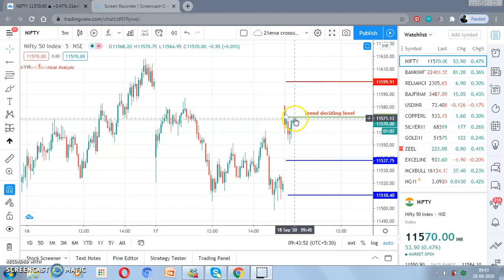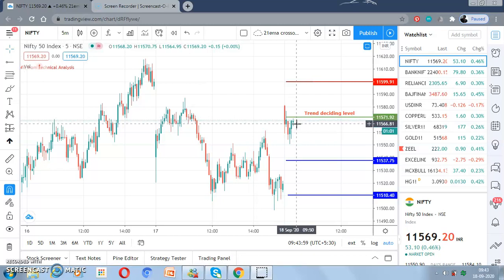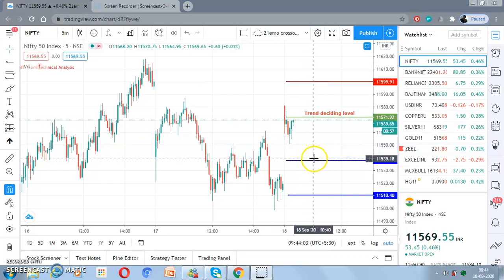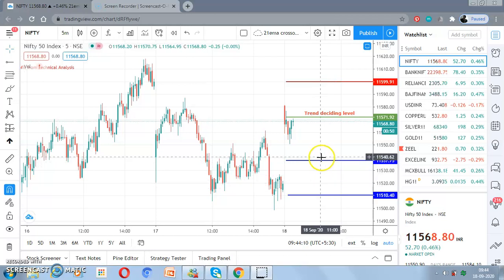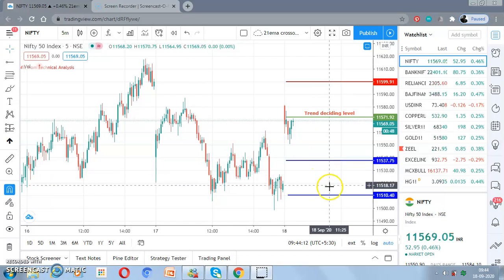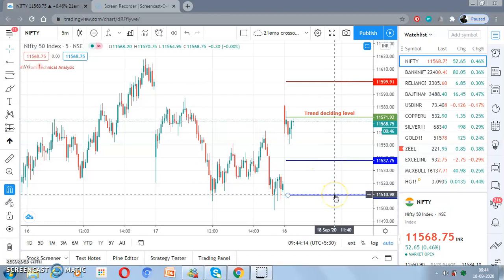Alternatively, if the index is not able to break that 11,575 level, in that case we can expect a down move. The market can initially test 11,540 and subsequently further selling pressure can take the Nifty nearer to 11,510. So these are the levels for Nifty for intraday trading today.